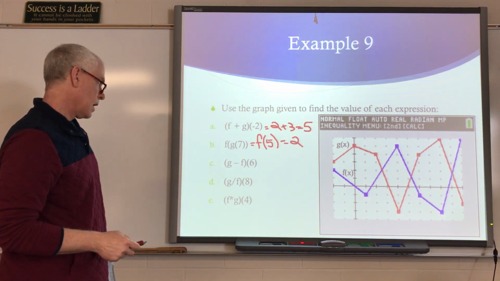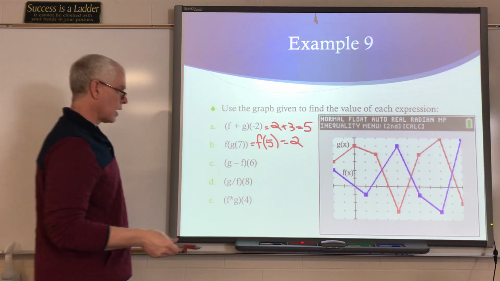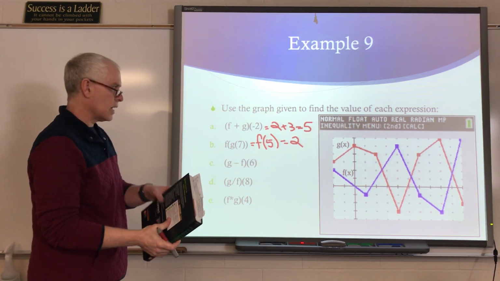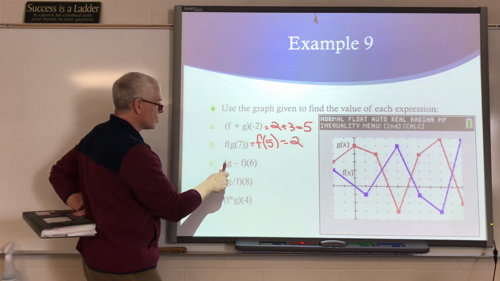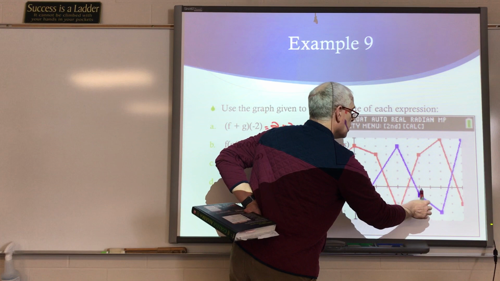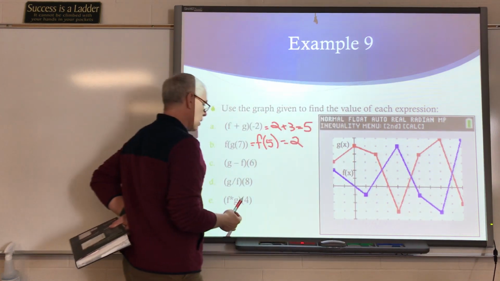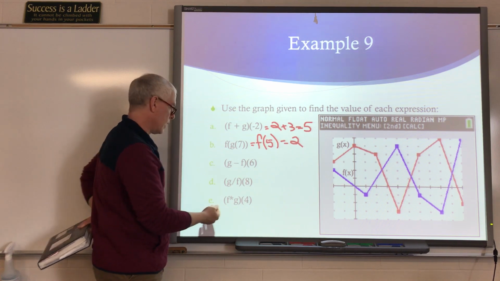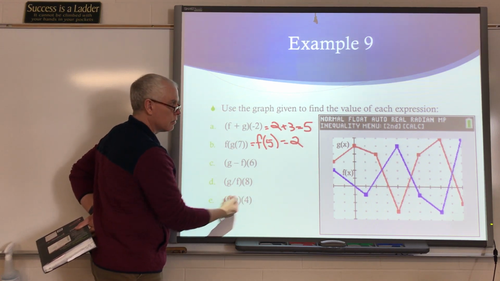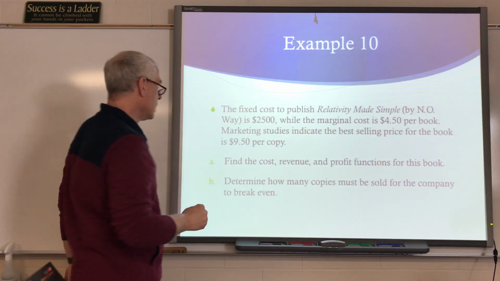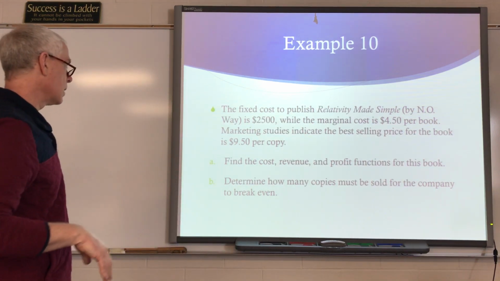Okay? The rest of them are pretty straightforward, guys. I think you can get them from the picture. If you look in the book, they have all of the answers for this one. But this is just going to be g of 6 minus f of 6. So go over to 6, g minus f, whatever that number is. Same thing here. G of 8 divided by f of 8. F of 4 times g of 4. I think you guys can get those after seeing a couple. Okay? A couple more examples, then I'll be done.